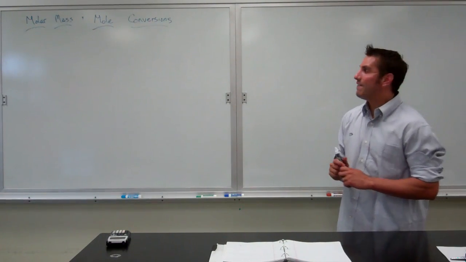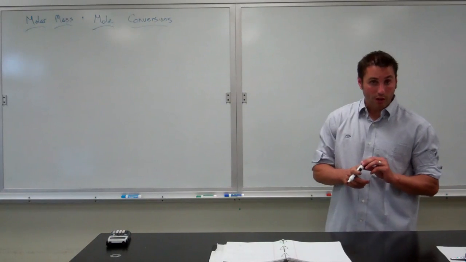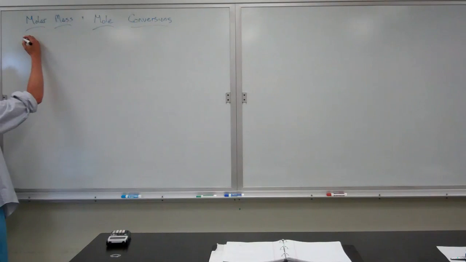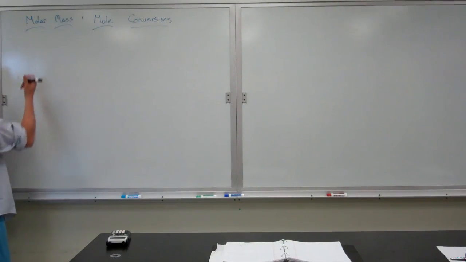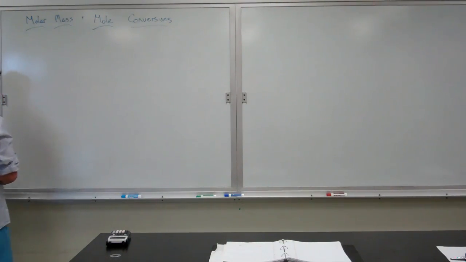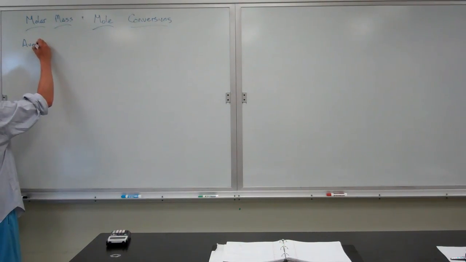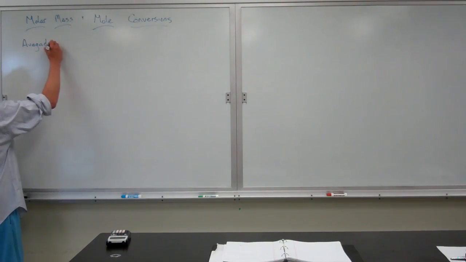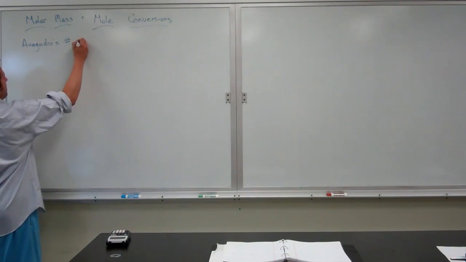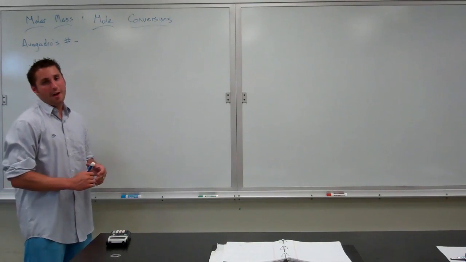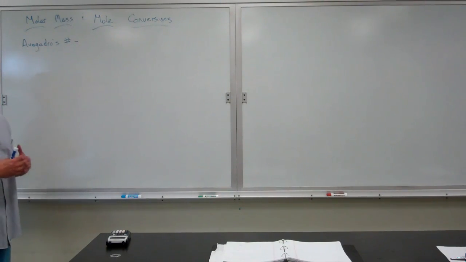If we're going to talk about finding molar mass and doing mole conversions, a couple things you need to understand. The first thing is that there is something called Avogadro's number. Avogadro's number tells us the number of particles in 1 mole of a substance.